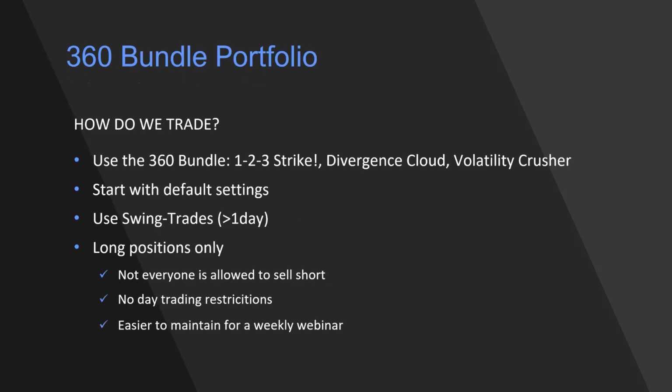How do we trade? It's very important. We use the 360 bundle. That means the 1-3 strike, the divergence cloud, and the volatility crusher. Whatever fits best, whatever is really the best way to go. We will start with the default settings, unless we're really not happy and have to do some adjustments.